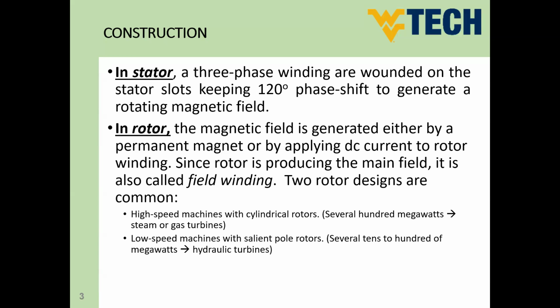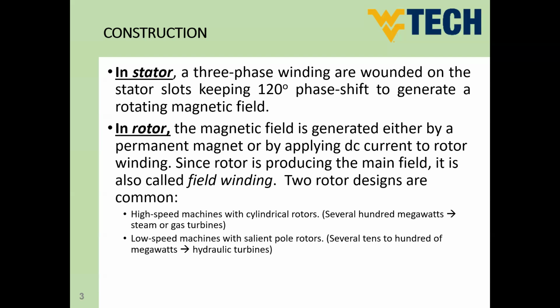We have to have what we discussed in the DC motor, so we have the commutator and the brushes. Here, we don't need a commutator because the configuration of the winding and the function is different to the DC motor.